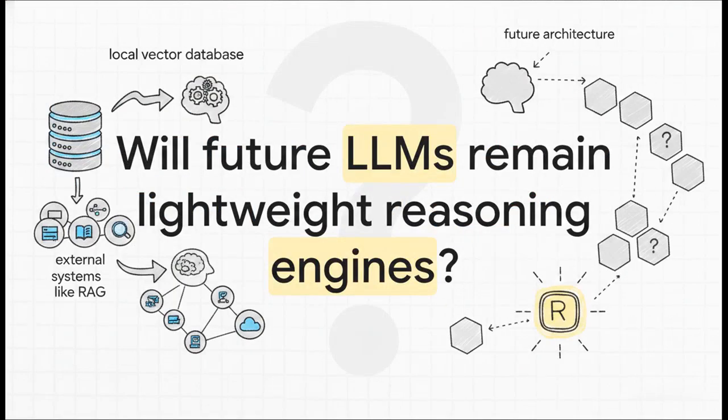By keeping the knowledge storage inside a local vector database, we've essentially built a highly secure, incredibly efficient AI system right on our own desk. But it does leave us with a pretty wild question about where AI architecture is heading. Are foundational models just going to become these hyper-efficient, lightweight reasoning engines that totally rely on external RAG systems for facts? It's definitely something to chew on.